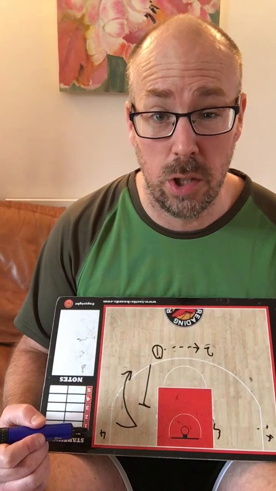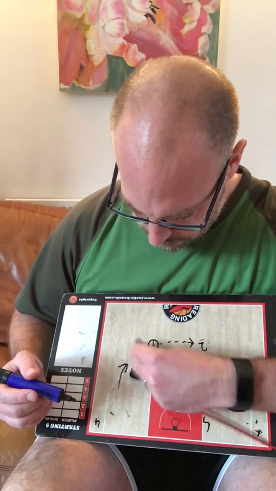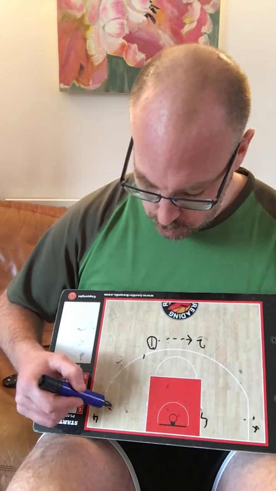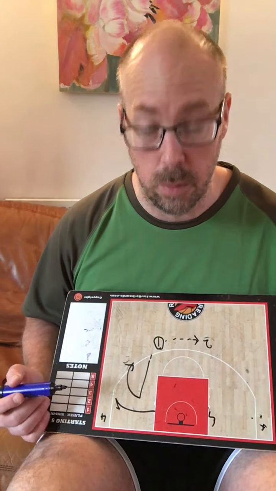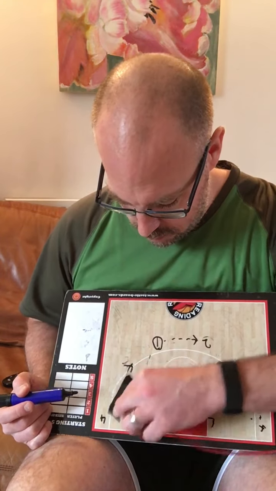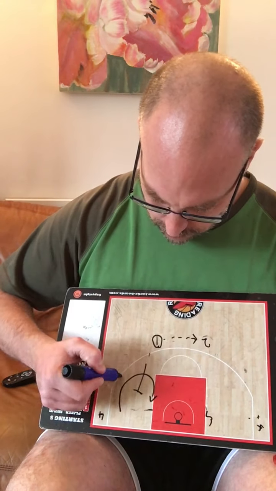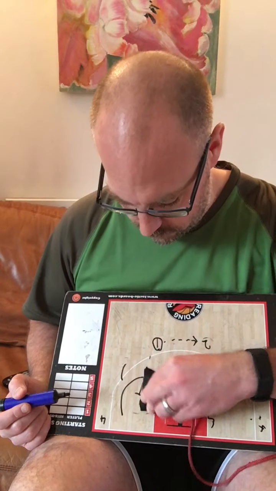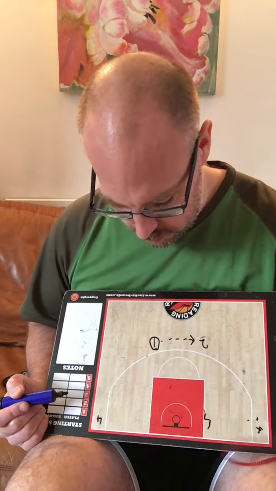There's so much you can do with the down screen, because you can work on denying the back screen. So you show and you cut through and the screener peels back. That's one action you could work on. You could work on the curl and the pop. So there's lots of things you could work on there.